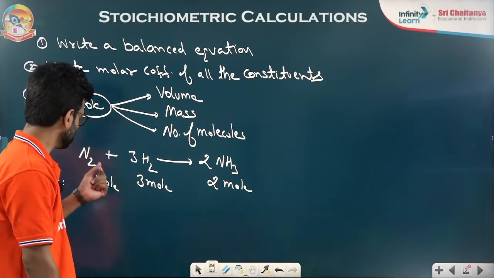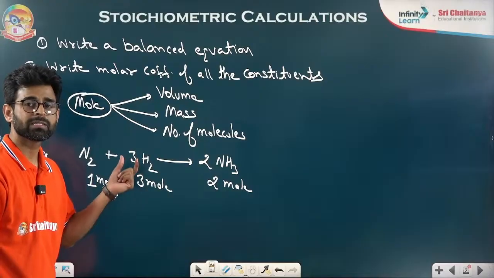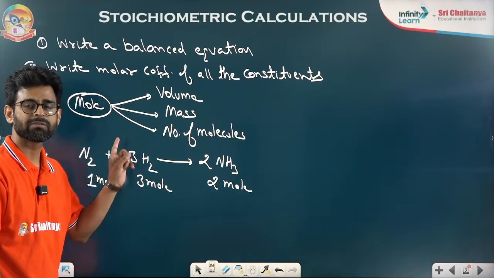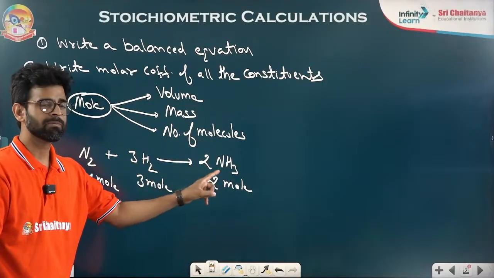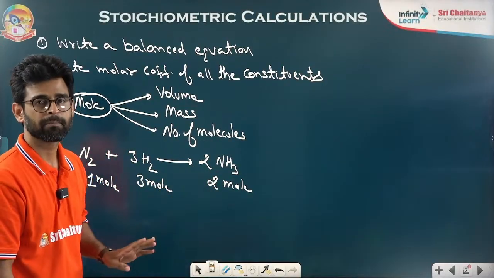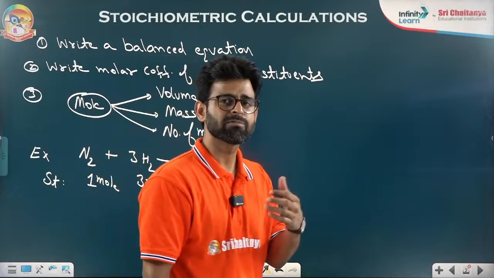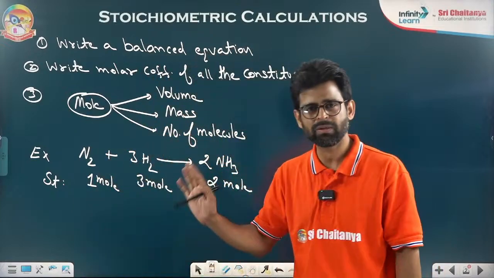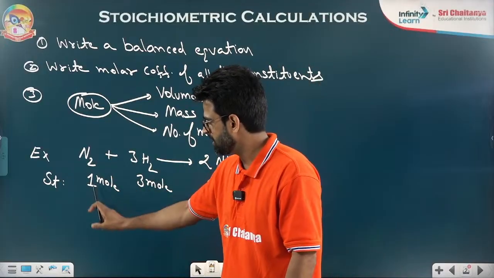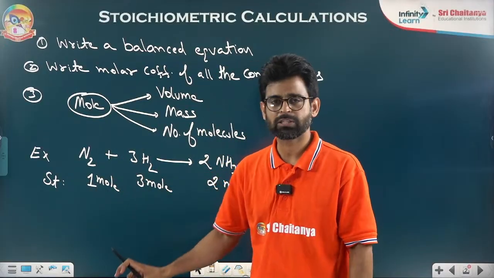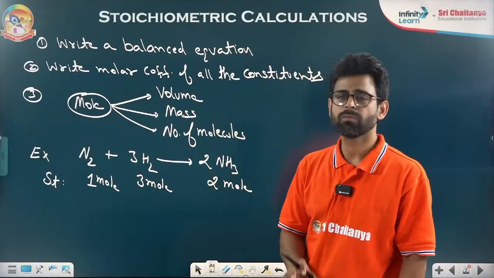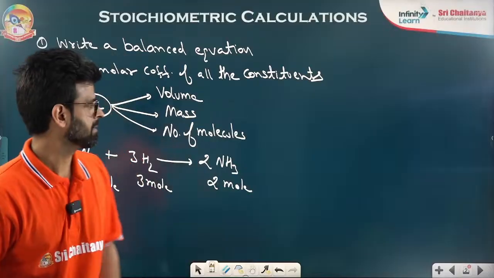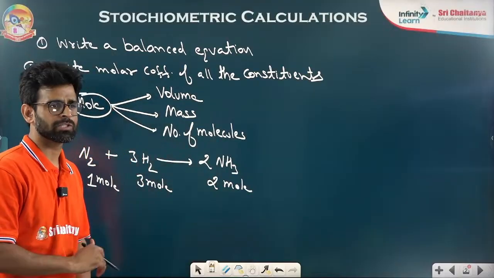Definitely I can say that 1 molecule of N2 reacts with 3 molecules of H2 to produce 2 molecules of ammonia. But always think in terms of moles. Whenever I have this balanced equation, always think that 1 mole N2 is reacting with 3 mole H2 and giving me 2 moles of ammonia. That's it. Are we clear about it? Okay, let us see a simple question.